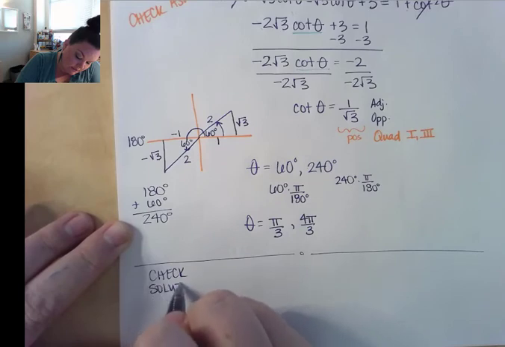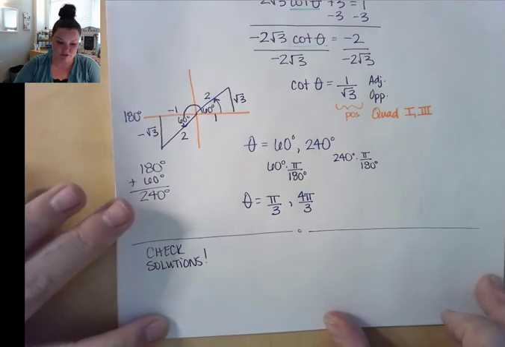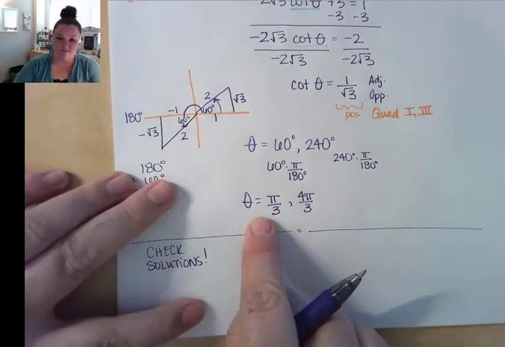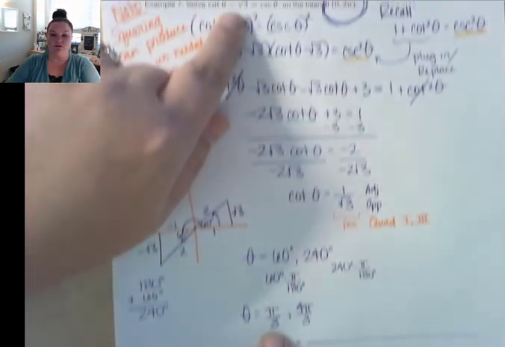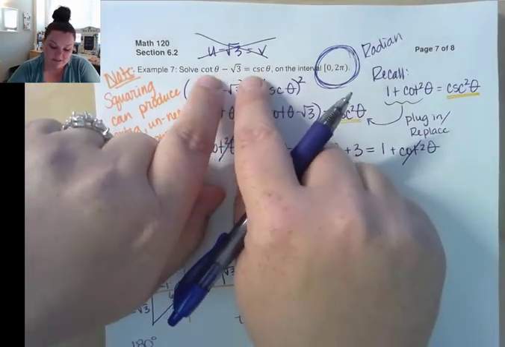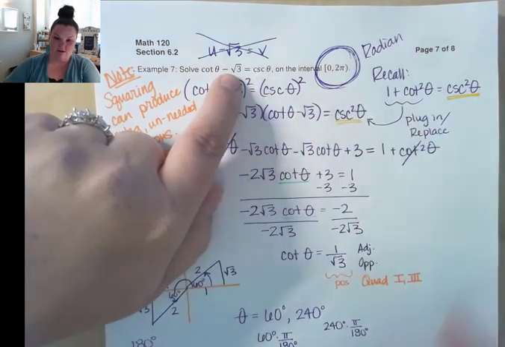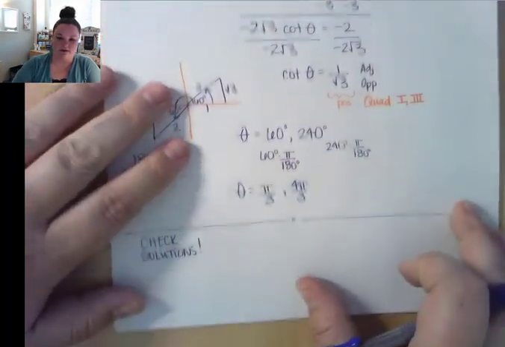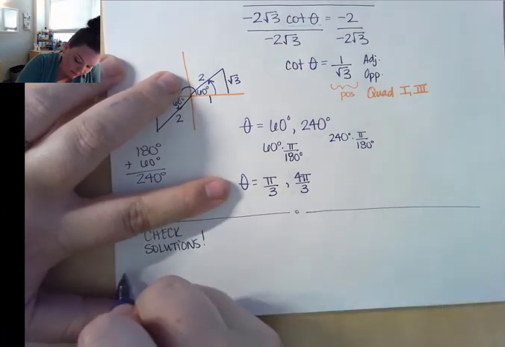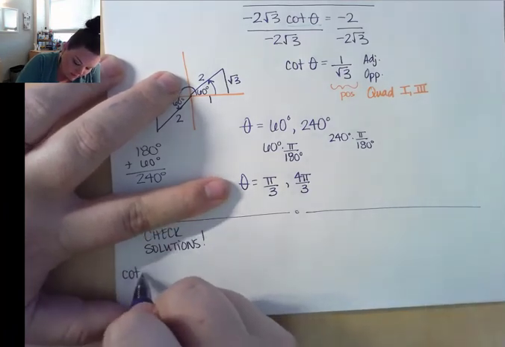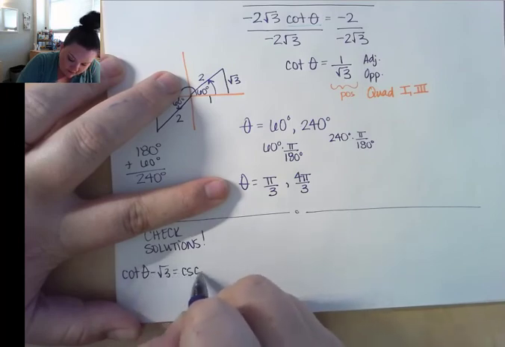Check solutions. All right, so let's check our first solution. Our first solution is pi over 3. So I'm going to go back up and look at my original equation. My original equation says cotangent theta minus square root of 3 equals cosecant theta. So I'm going to go ahead and write that down here at the bottom where I can see it. So cotangent theta minus square root of 3 is equal to cosecant theta.